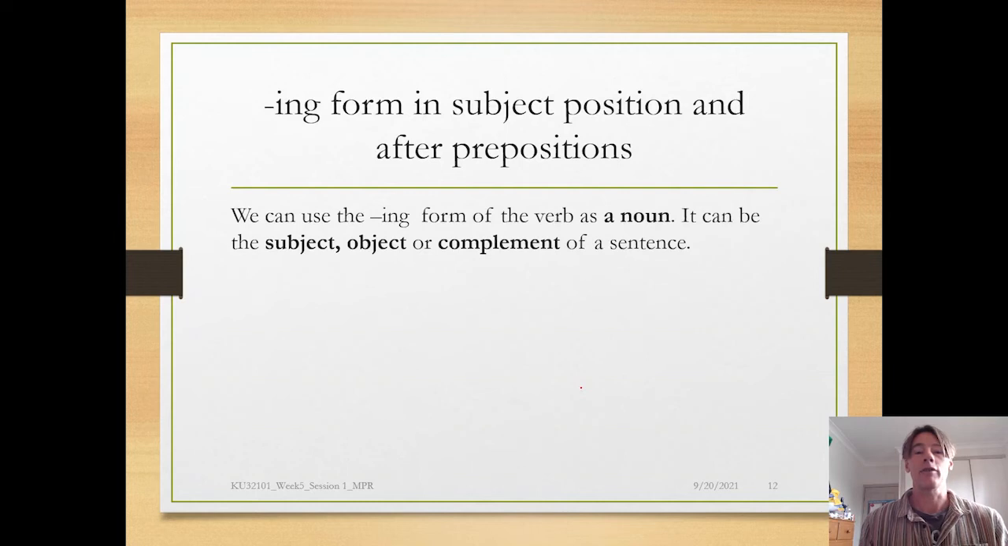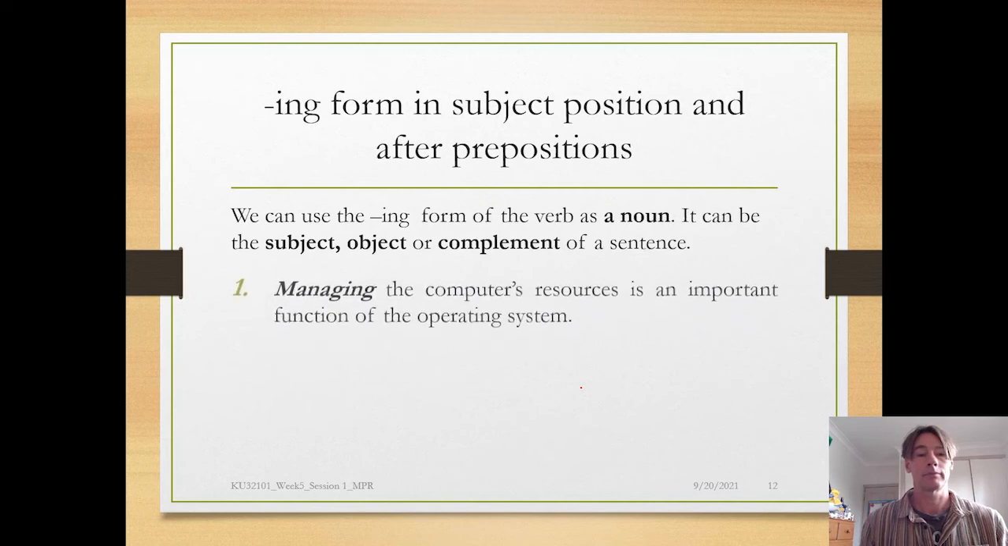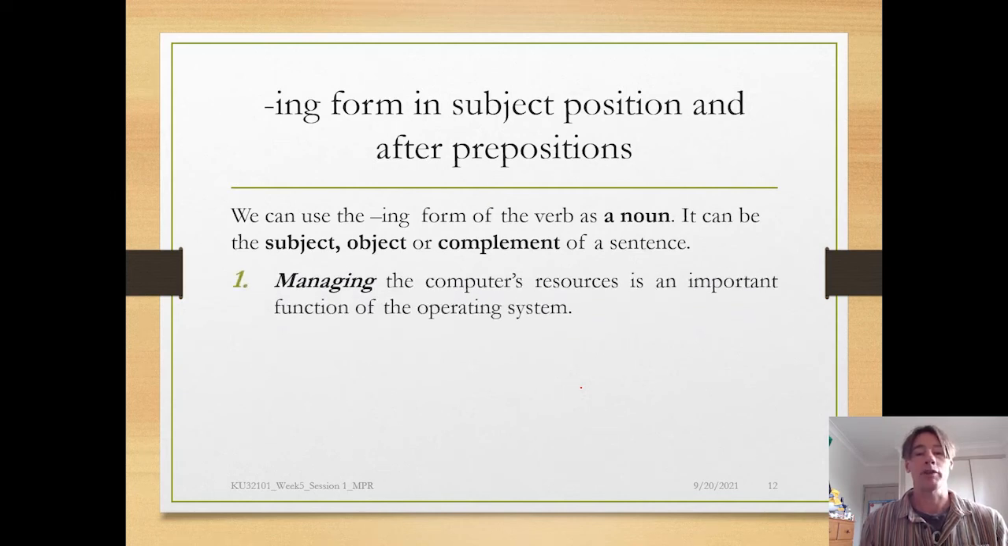We can use the ing form of a verb as a noun. It can be the subject, object, or complement of a sentence. Have a look at this example below. Managing the computer's resources is an important function of the operating system. Here, we turn manage to managing. Notice we drop the E and add ing. This is instead of saying an important function of the operating system is to manage the computer's resources.